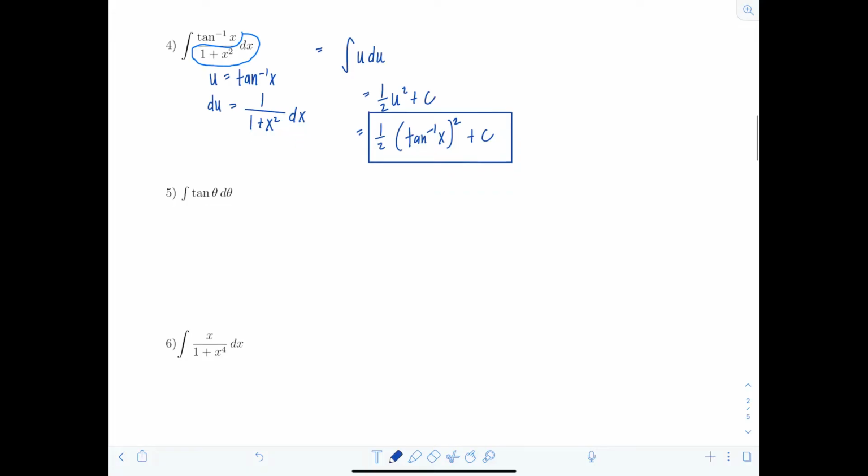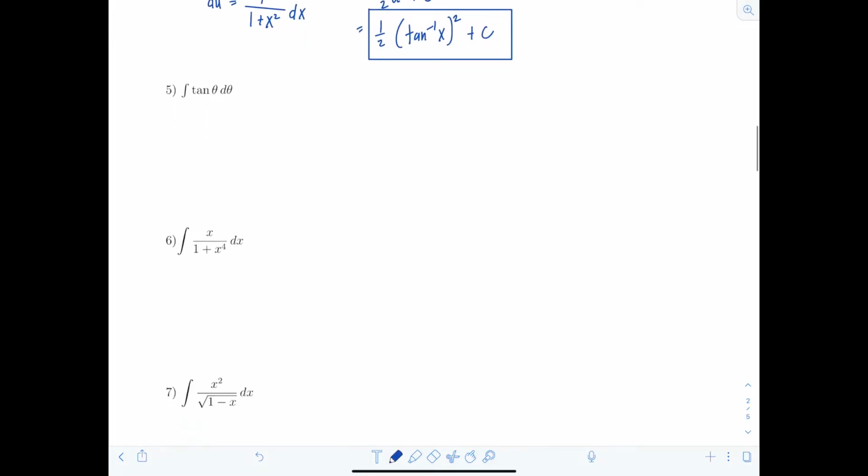Okay, example 5, integral of tangent theta d theta. This one's going to come up so much for the rest of your math career, you might as well memorize it, but it's such a slick way of deriving it, so we're going to do it together right now. So for tangent theta d theta, you're going to rewrite tangent as sine theta over cosine theta d theta.